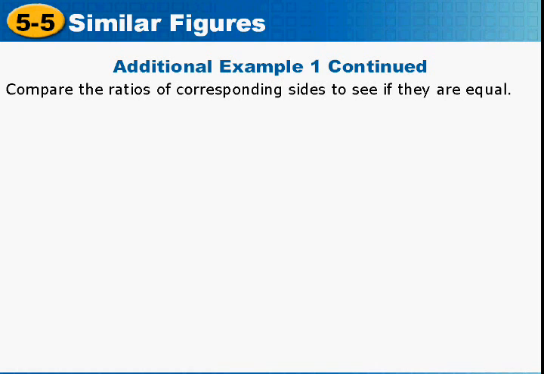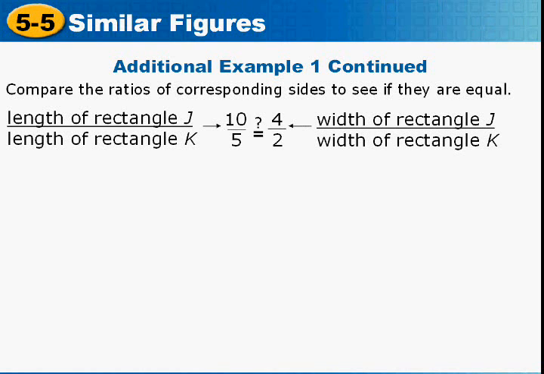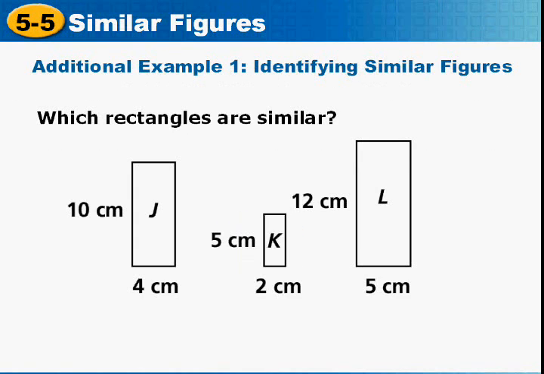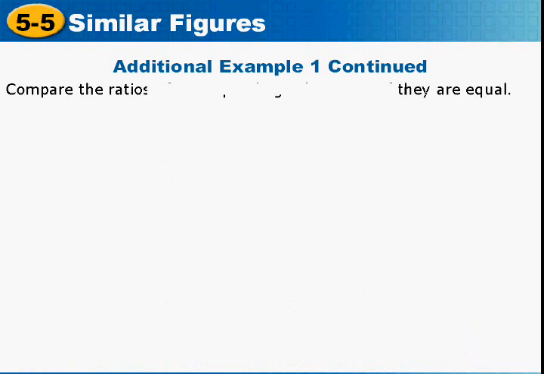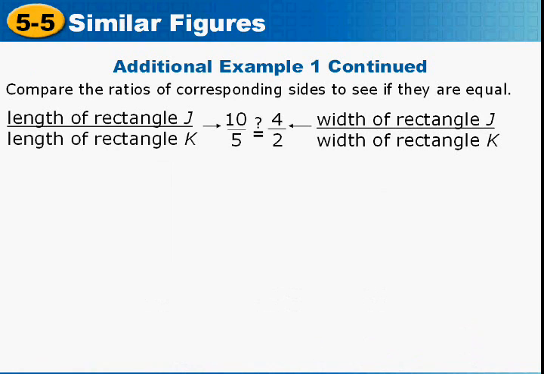Compare the ratios of corresponding sides to see if they are equal. So the length of rectangle J over the length of rectangle K. You see J, K, 10 over 5, and we're going to put 4 over 2 because those are corresponding. Long side over long side, short side over short side. So let me show you that again. Long side over long side, length over length, 10 over 5, width over width, 4 over 2.